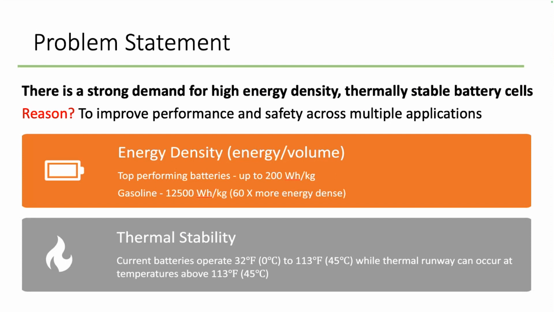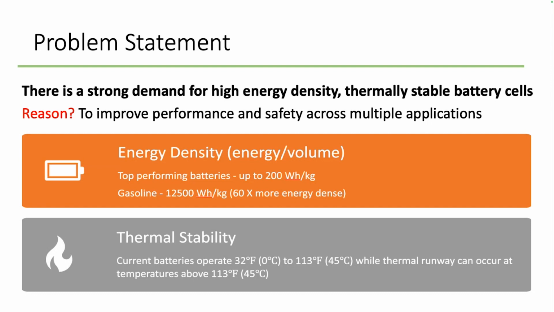So let me put it in a small example. There's a lot of battery packs in cars, for example, and the reason that EVs or electric vehicles take so long to replace gas-powered vehicles is because of two reasons. One is energy density, which you can see as energy per volume or energy per weight, which is like watt-hour per kilogram. And the other reason is because of safety concerns.